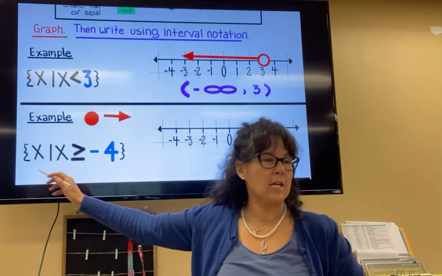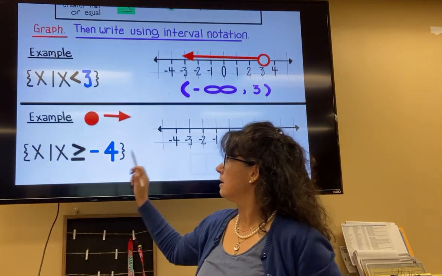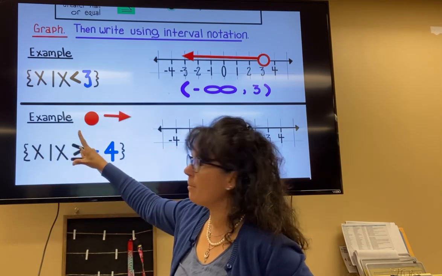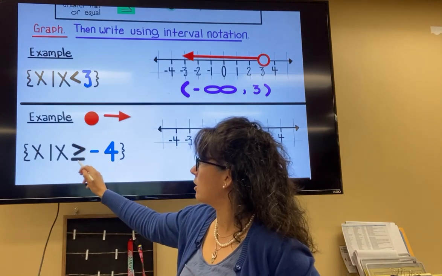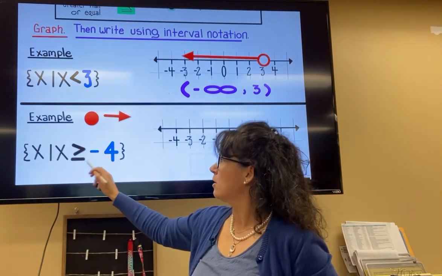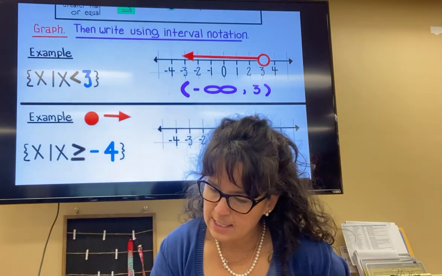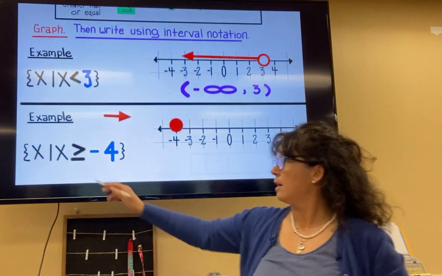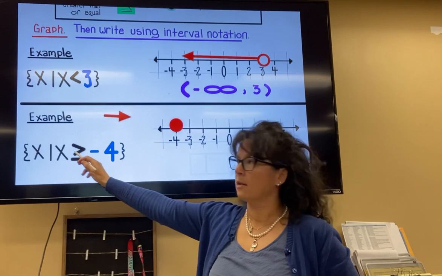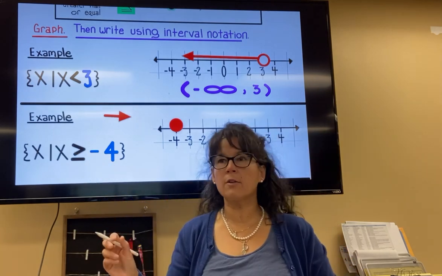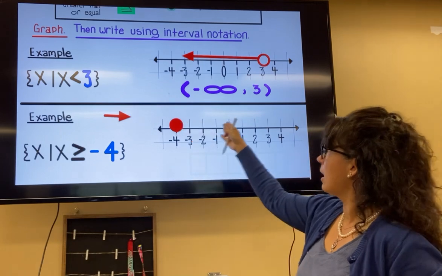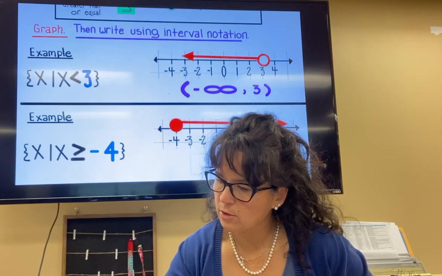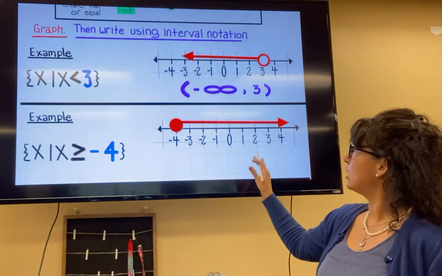Okay, this one in set notation says the set of numbers x such that x, this one does not make an L, so greater than or equal to -4. Because of the underline, I'm going to take a solid dot and place that at -4. And then numbers that are bigger than or equal to -4. Numbers that are bigger on the number line are to the right. So I want my arrow going to the right. So I have my inequality graphed.